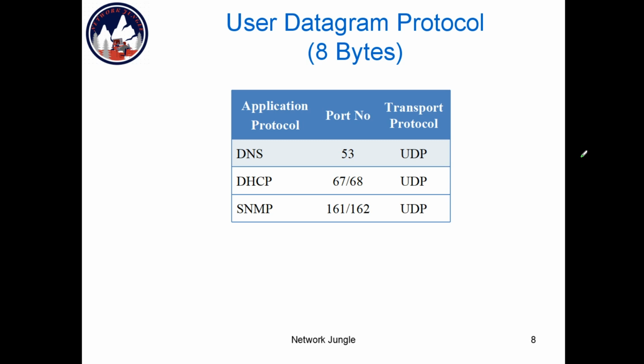Here are some examples of UDP protocols like DNS, DHCP, and SNMP. The DNS port number is 53, DHCP port numbers are 67 and 68, then SNMP port numbers are 161 and 162. DNS is used to resolve the URL into an IP address. DHCP is used to get the IP address for the host machines. SNMP is used to manage network traffic logs in the PRTG server or SolarWinds server.